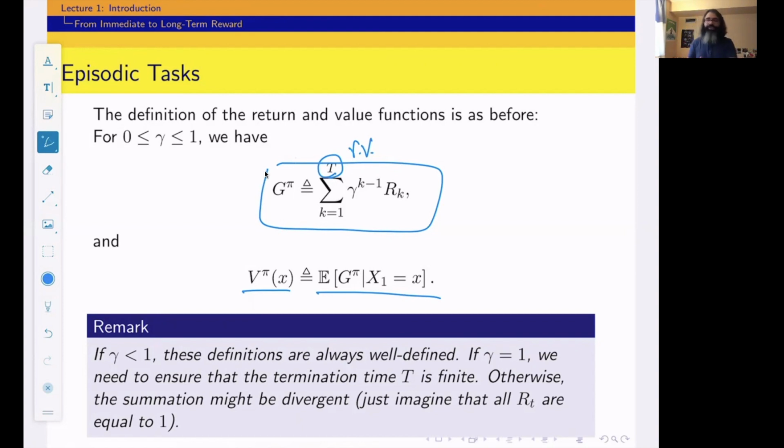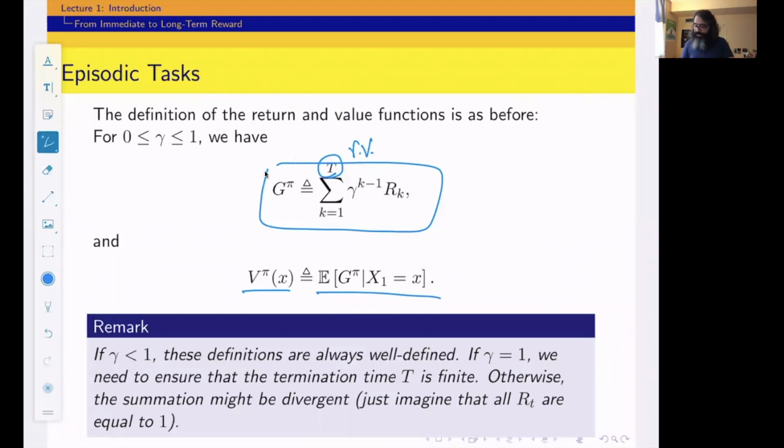When gamma is smaller than 1, so it's the discounted case, everything is very well defined. But if gamma is equal to 1, then we have to be a bit more careful. The reason is that if gamma is equal to 1 and it happens that the episode never ends, like T is infinity. In the previous definition, I didn't say that T is a finite number. It's a random variable, it may never end in theory. In that case, if gamma is equal to 1, the definition of return might not be well defined.